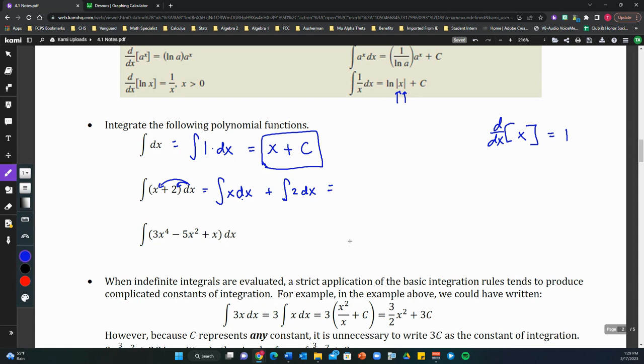So now we just do the power rule. So integral of x to the first, again, it's everything in the opposite order and operation.